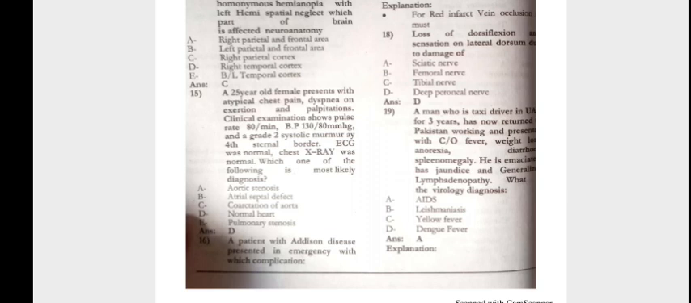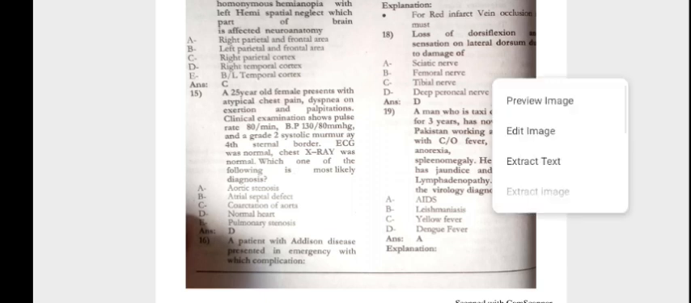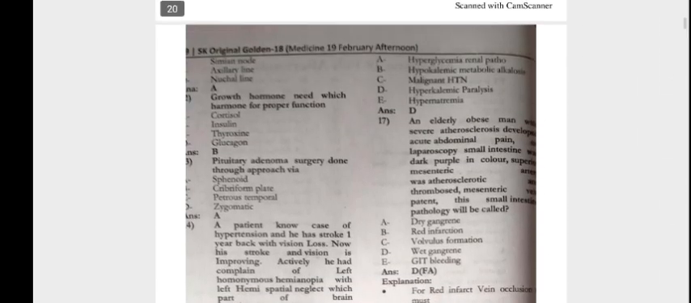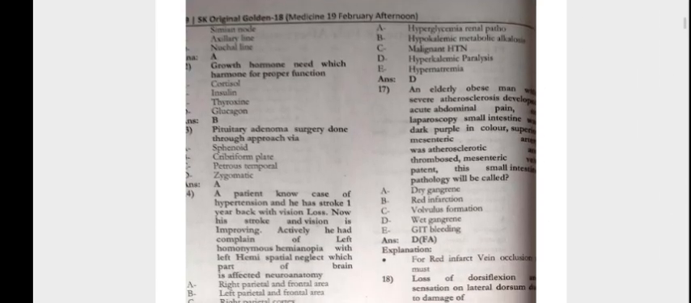A 25-year-old female presents with atypical chest pain, dyspnea, and palpitation. Clinical examination shows these findings. There is a grade 2 systolic murmur. Chest X-ray is normal. What is the most likely diagnosis? That is just the normal heart. Question number 16, the patient with Addison disease presents in the emergency with which complication? That is hyperkalemic paralysis.